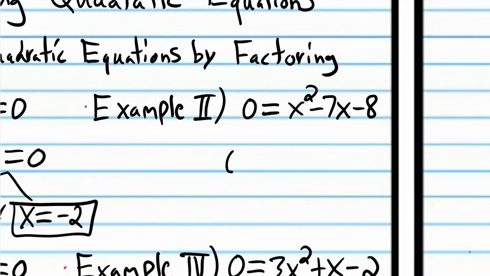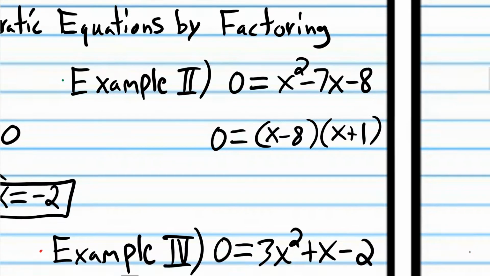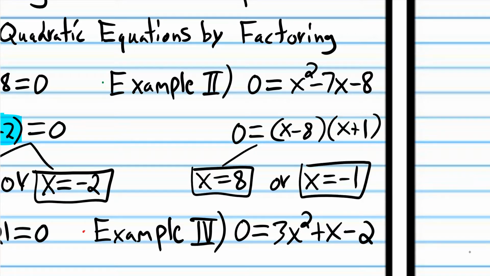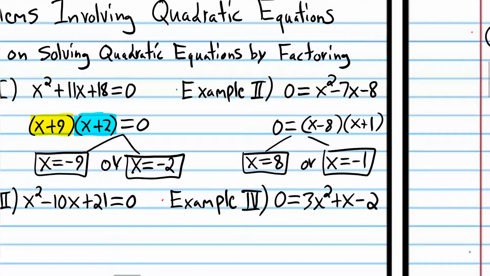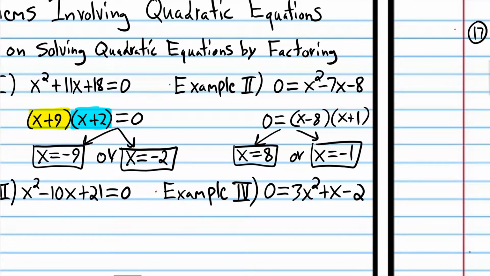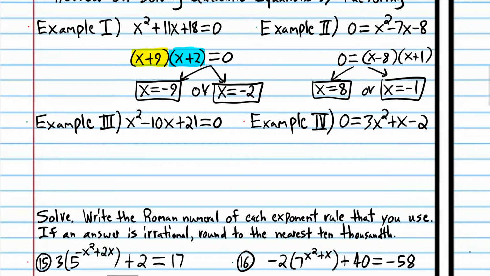All right, we're back. So I'm going to write two sets of parentheses. What two numbers multiply to negative 8 and add up to negative 7? That's going to be negative 8 and 1. And so x is equal to 8, or x is equal to negative 1. You don't have to write those arrows if you don't want to. So if you got those answers, good job. Go ahead and try example number 3. When you come back, we'll do it together.